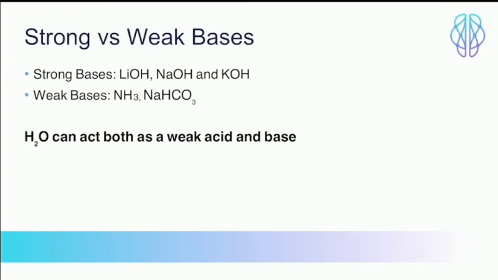Like strong and weak acids, you can also have strong and weak bases. The same concept applies in that strong bases really like dissociating into their ions in solution, whilst weak bases really don't like dissociating into their ions in solution. Some examples of strong bases include your alkali metals with a hydroxide ion. So lithium hydroxide, sodium hydroxide, and potassium hydroxide. Some examples of weak bases include ammonia and sodium bicarbonate.